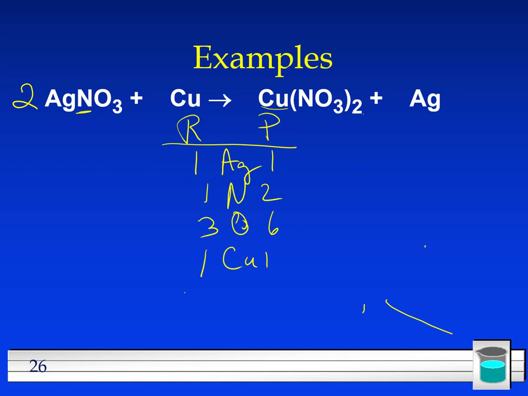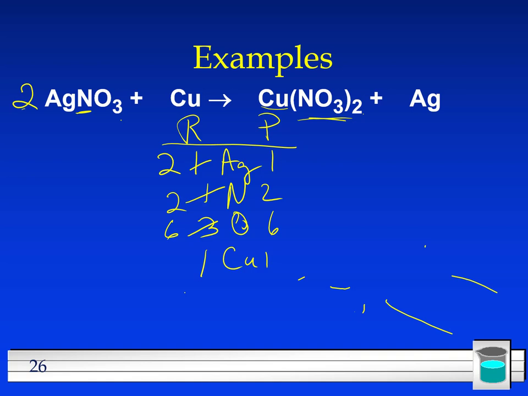I can only write numbers in front. It's going to make my nitrogen 2. But it's going to mess up my silver and make that 2. And it's going to make my oxygen 6. So it messed up my silver, but it fixed my oxygen. Nope, I don't need parentheses because 2AgNO3, so I don't need any parentheses there. The only time I need parentheses is like here, when I have multiple polyatomic ions. Okay?